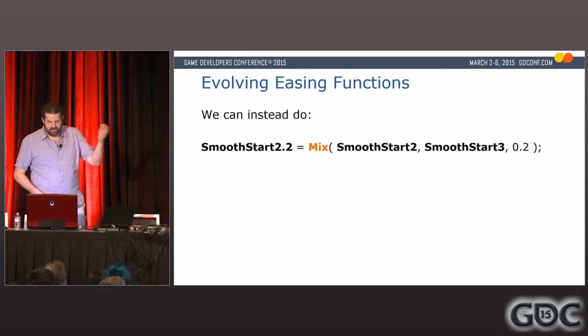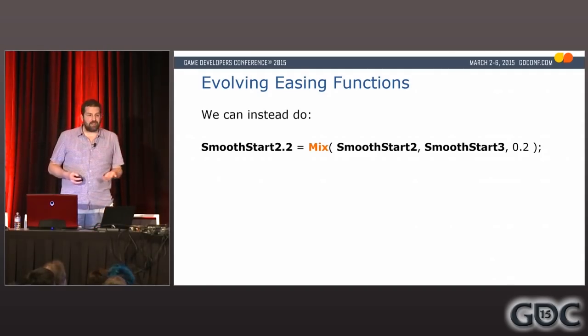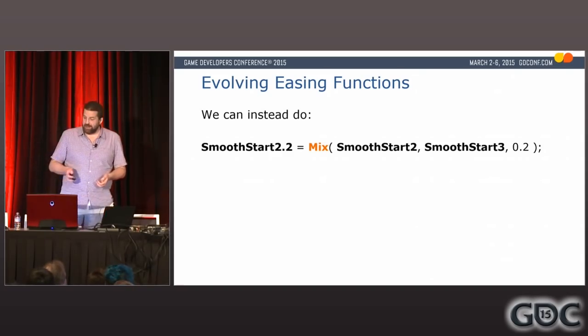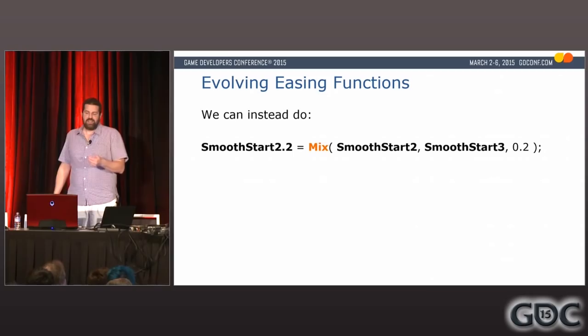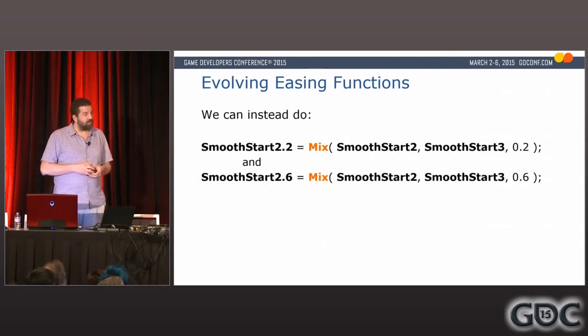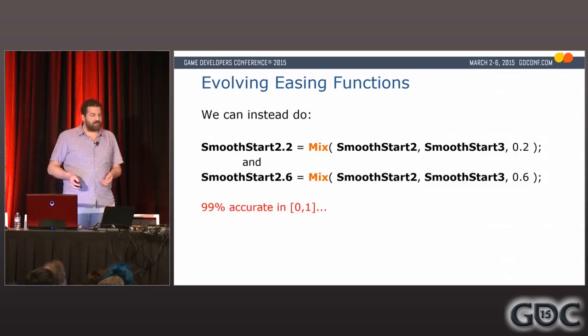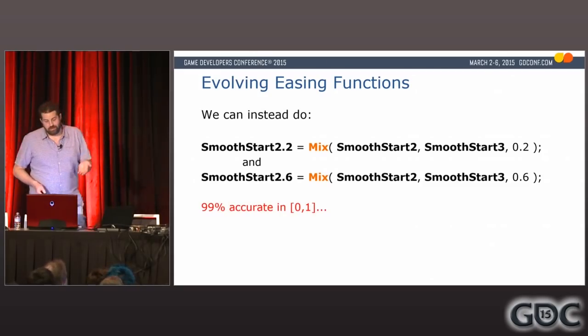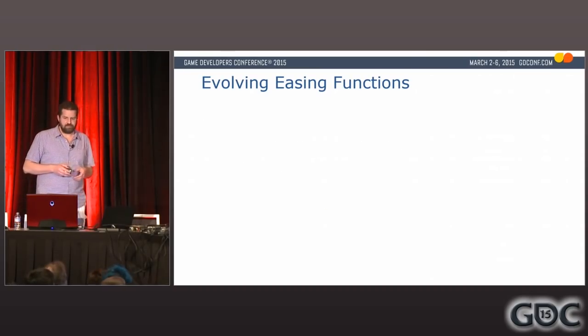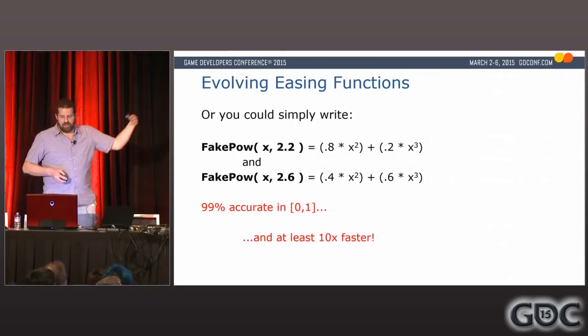With smooth start, say 2.2, I can do a mix, an 80-20 blend of 20% smooth start 2 and 80% smooth start 3, or a 40-60 blend of smooth start 2 and 3, and actually get something that's 99% better, actually much more accurate than that, in the 0 to 1 range and way, way faster. 10x is conservative. Or I could just write fake pow as a blend of x squared and x cubed.